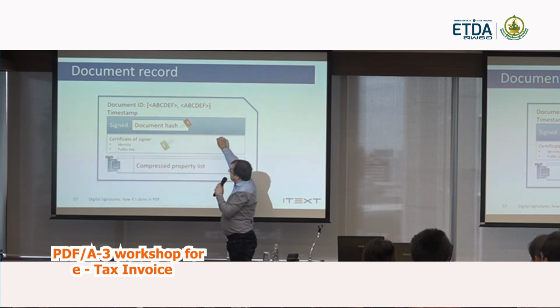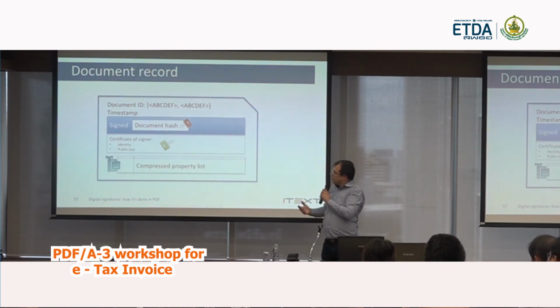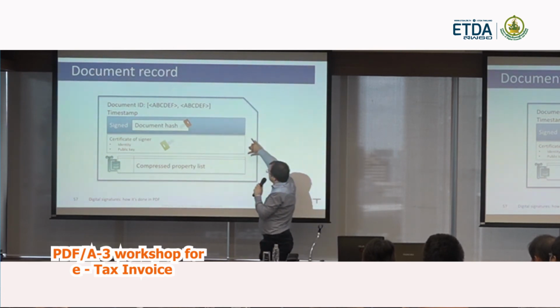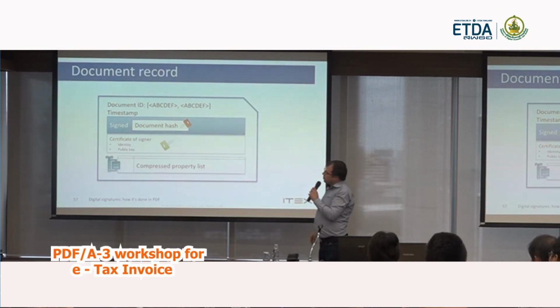and we store a signed document hash along with the certificate of the signer and maybe a compressed property list. And so this is what we usually store inside the PDF, but instead of storing this inside the PDF, we store it in the blockchain.